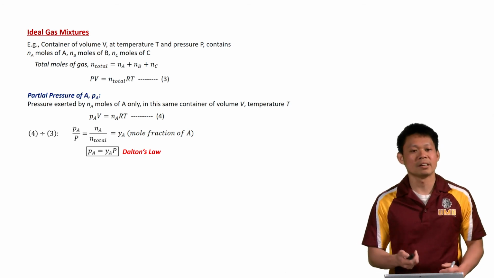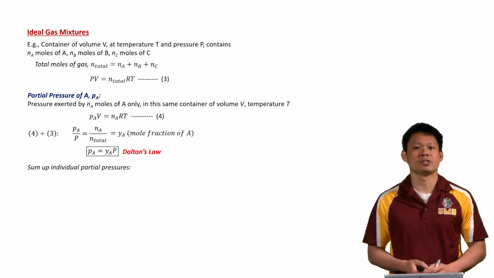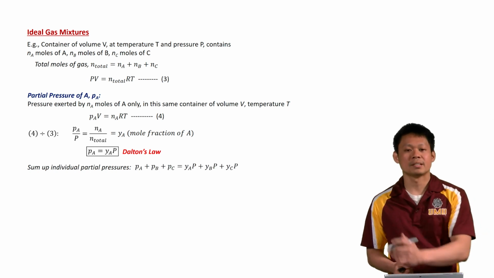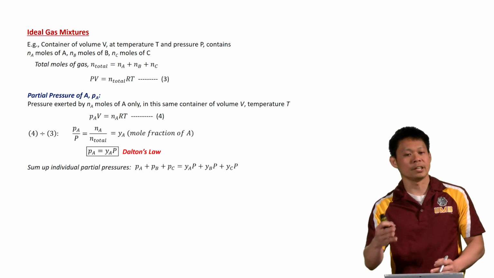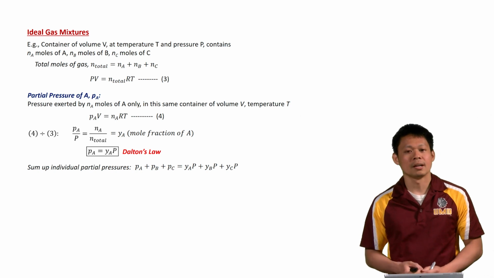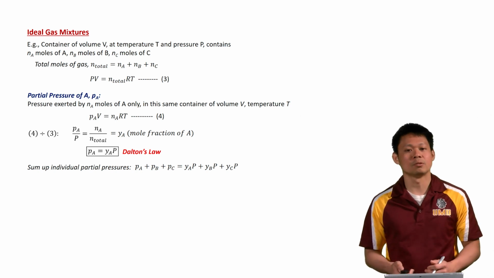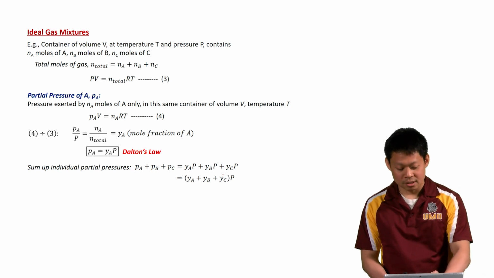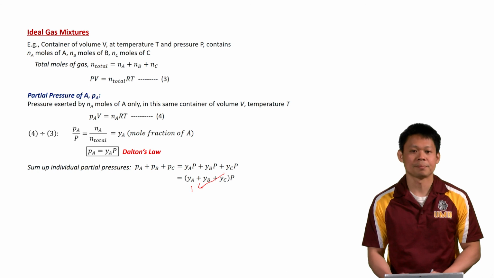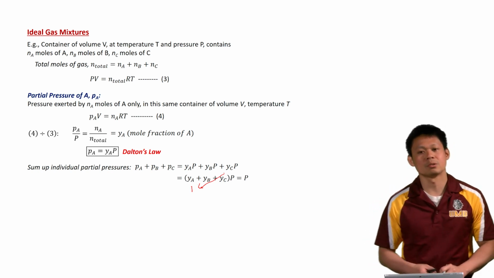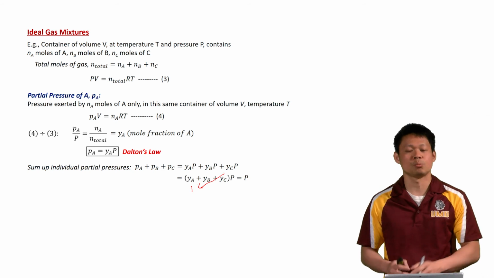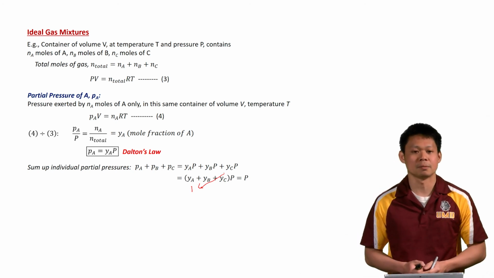So what happens if we now sum up all the individual partial pressures, pA plus pB plus pC? Let's do that. Here I made a substitution with Dalton's law for each individual partial pressure, and now you can see I can factor out the overall pressure. yA plus yB plus yC, the sum of the mole fractions of every component, is just equal to 1, and it will give us our overall pressure. Some of you might find this intuitive: if we sum up the individual partial pressures, we end up with the overall pressure of the system.